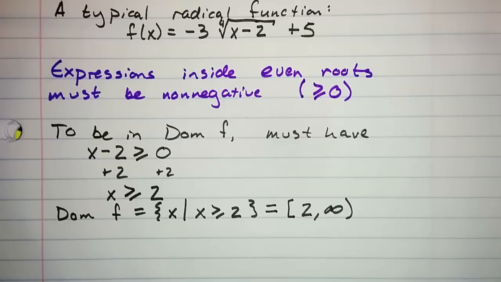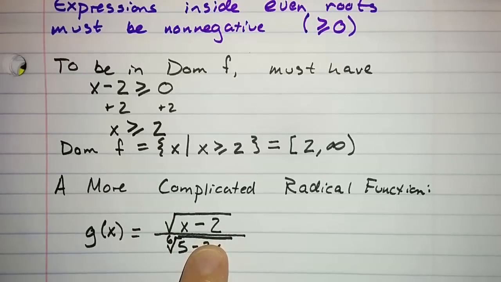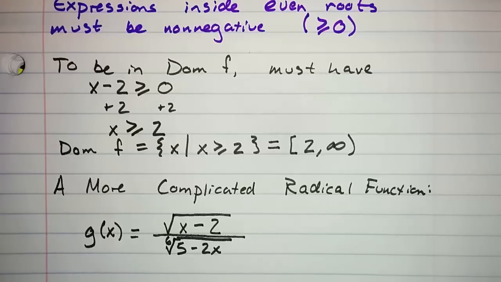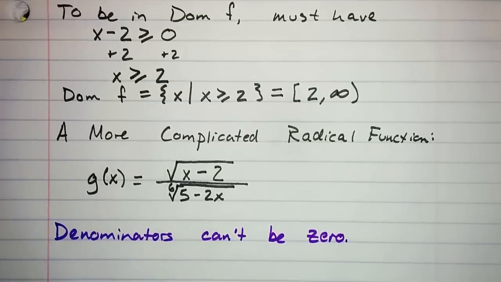Let's see a more complicated example. g of x is the radical function square root of the quantity x minus 2 divided by the sixth root of 5 minus 2x. So we have our new rule about even roots. And we also have to remember our old rule. Denominators can't be 0.